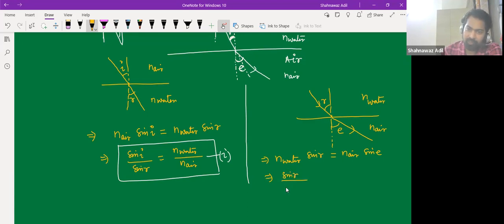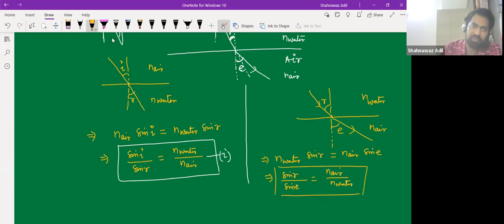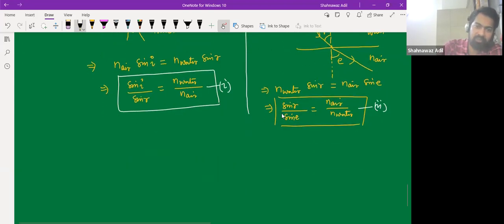So, sir, is it n air by water? Yeah, so n air by what? So this is my second equation. So any doubt in these two equations, guys? Any doubt? No, sir. Okay, so now what I do is that I multiply the first equation, so multiplying equation first with second.